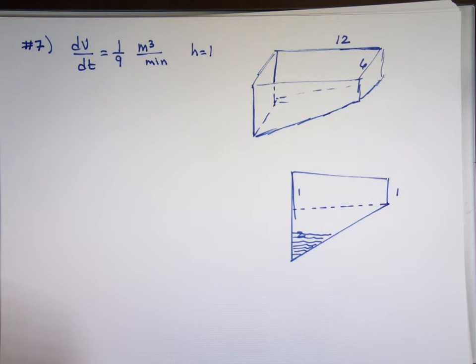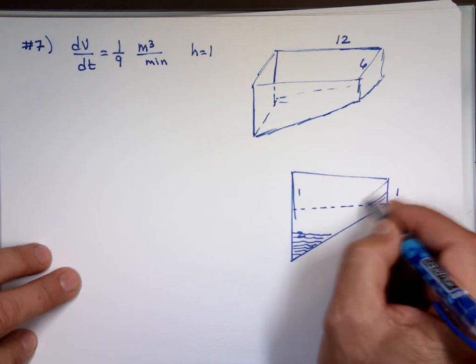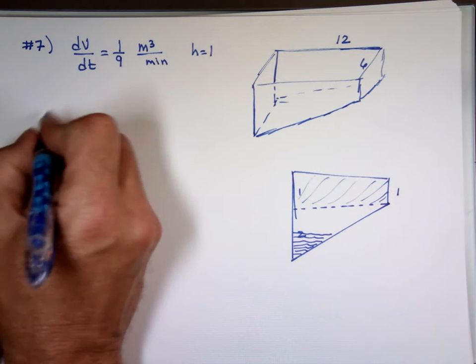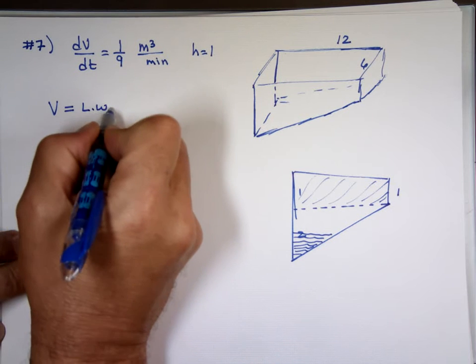The first question: what percent of the pool is filled with water? Nothing to do with derivatives. What percent? If we look at this section, just to find the volume of this piece, the top half, what kind of shape do we have there? Rectangular shape, right? So it's length times width times height.